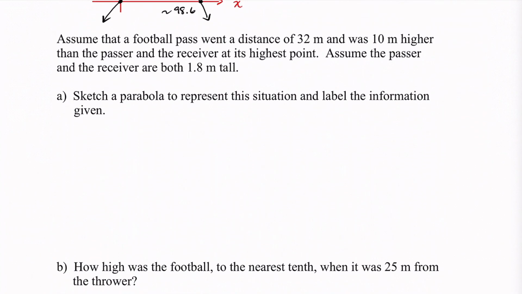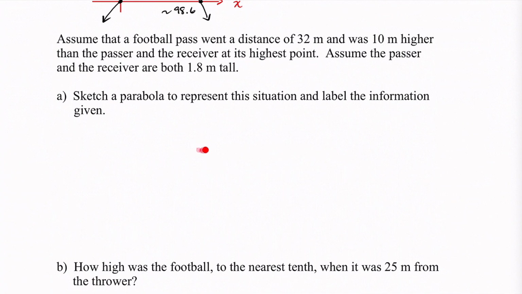Okay, so the next one here, it says, assume that a football pass went a distance of 32 meters. So it's going to go from one person to another person. That distance is 32 meters. And it was 10 meters higher than the passer and the receiver at its highest point.